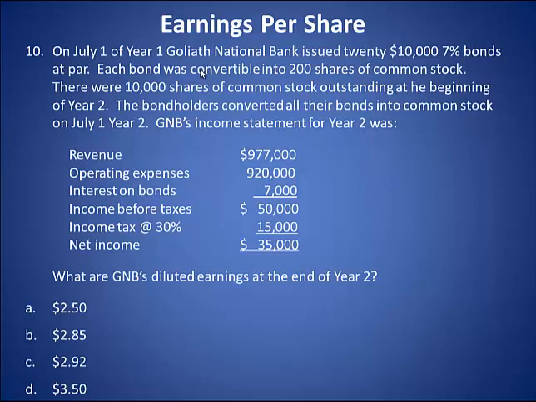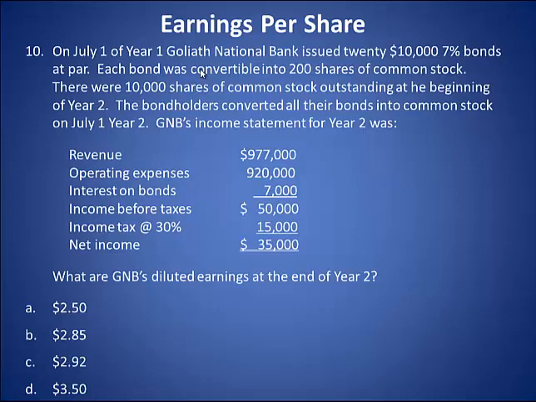On July 1st of year 1, Goliath National Bank issued 20 $10,000 7% bonds at par. Each bond was convertible into 200 shares of common stock. There were 10,000 shares of common stock outstanding at the beginning of year 2. The bondholders converted all their bonds into common stock on July 1st of year 2.